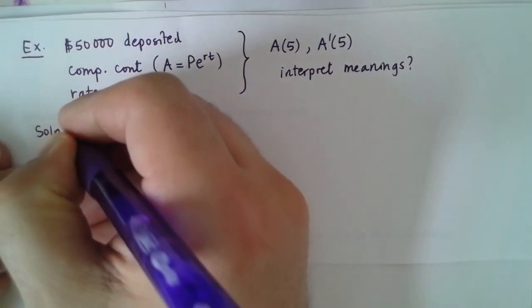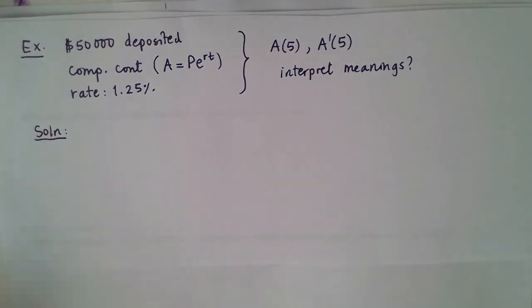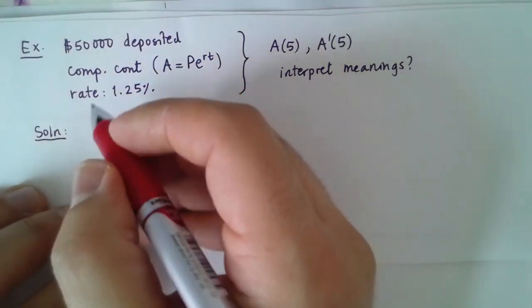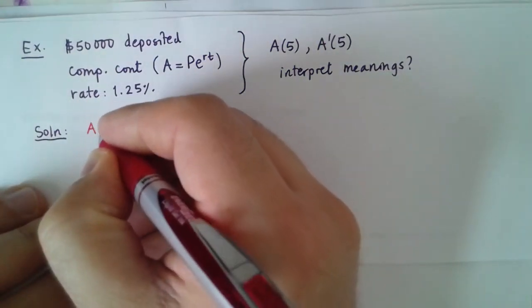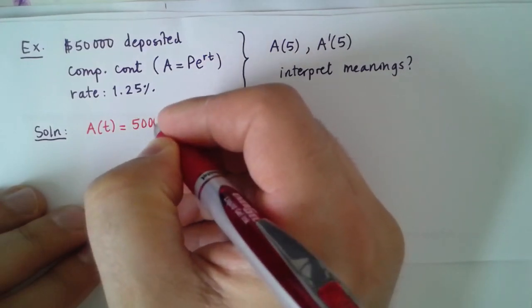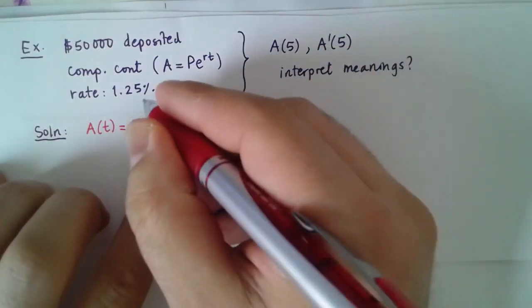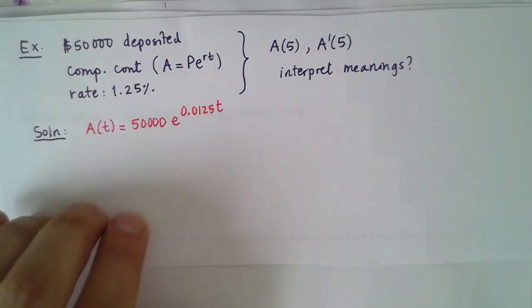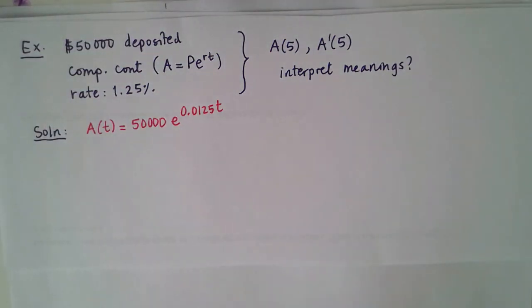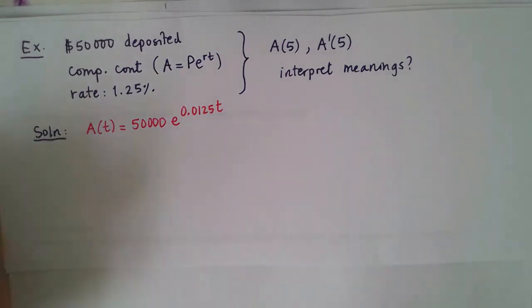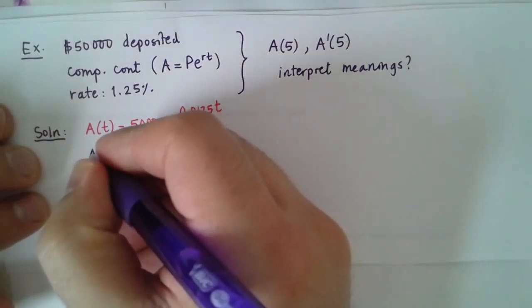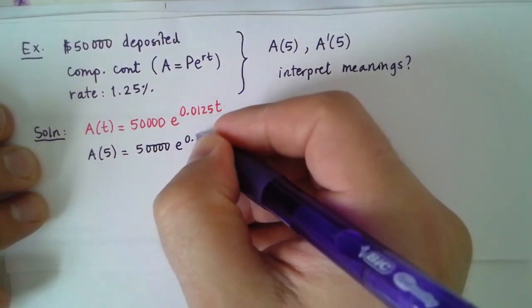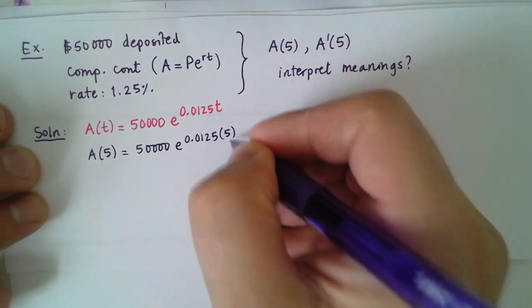If you look at the solution, the first thing you need to do is write down your function. Here time is the variable; the rate is fixed and the initial deposit amount is fixed. So you write A of t as 50,000, the initial value, times e to the power, the rate in decimals, 0.0125 multiplied by t. This is what you have in your account after t years. For A of 5, you simply plug in 5: 50,000 e to the power 0.0125 multiplied by 5.